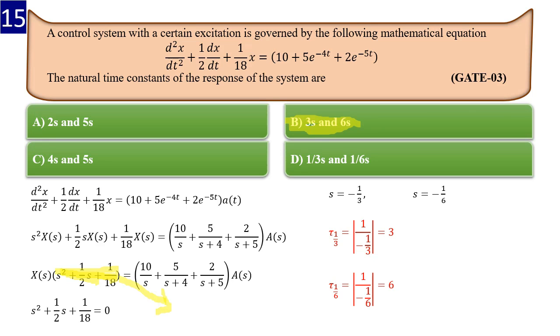Okay. So that's all for this question session, and in our next class we are going to start stability. In the next lecture I am going to discuss stability, stable systems, and unstable systems.